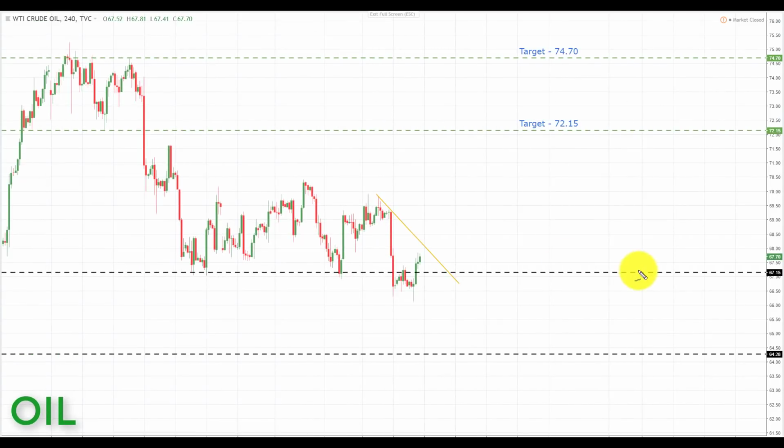Next, we have crude oil. Now, in crude oil, we've actually been in a bit of a range here at this key area of support since the 17th of last month, so coming up to a month now. And you can see we do start the week once again above the 67.15 key area of support. As long as we're above here, we're viewing longs as the high probability play in oil.